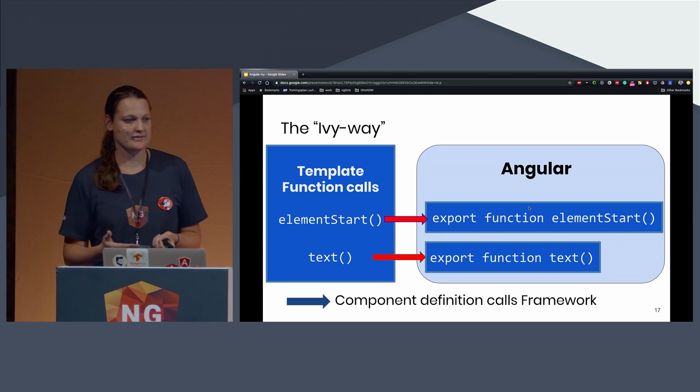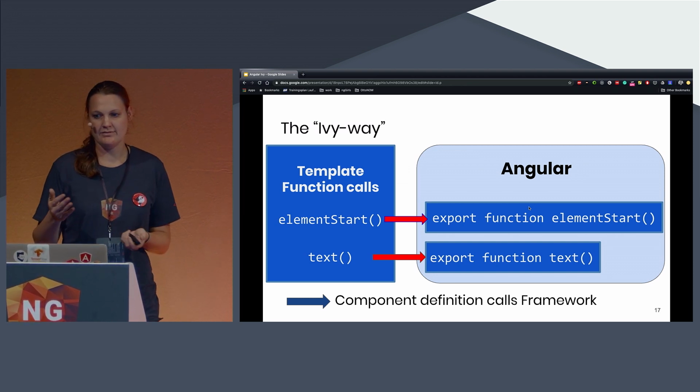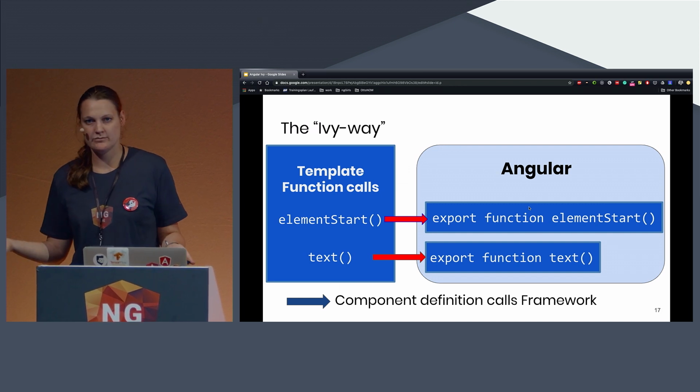Just because of this, we can tell if, for example, a function to create a pipe would be needed or not. And if it's not needed, we can just tree shake it out. We can just shake it off. So it's more that the component definition calls the framework and not the other way around. And this is one of the main key points why, when you ship Ivy by itself, it reduces the bundle size so much.